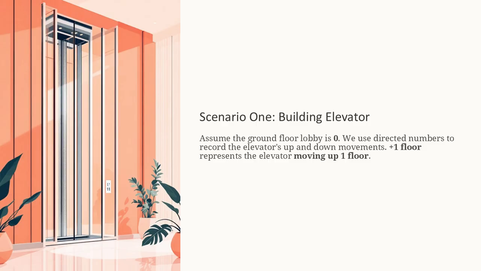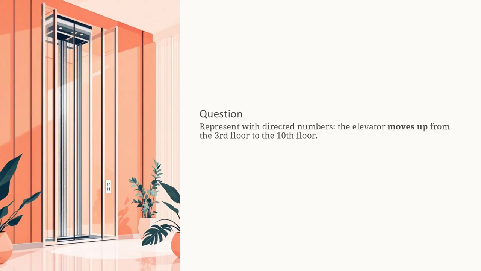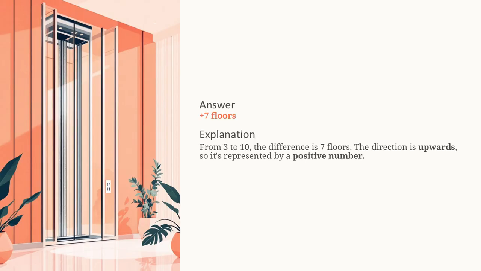Simple. So let's put this to the test. If you get on at the 3rd floor and ride all the way up to the 10th, how would you describe that entire trip with just a single directed number? Now remember, think about both how far you went and which way. Exactly, it's positive 7 floors. The number 7 tells us how far, 7 floors. But that little plus sign, that's the real key here. It tells us the direction was up. If that said -7, you would instantly know you went down 7 floors.